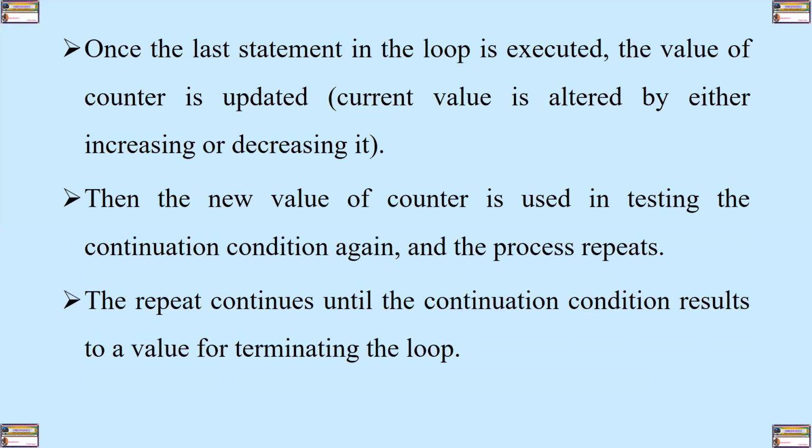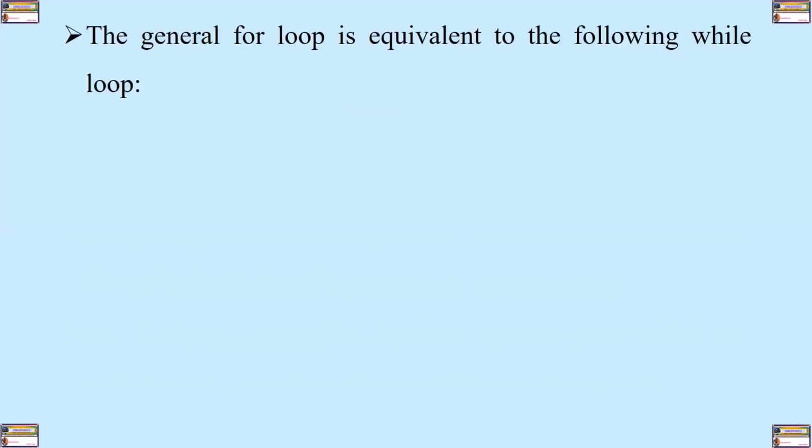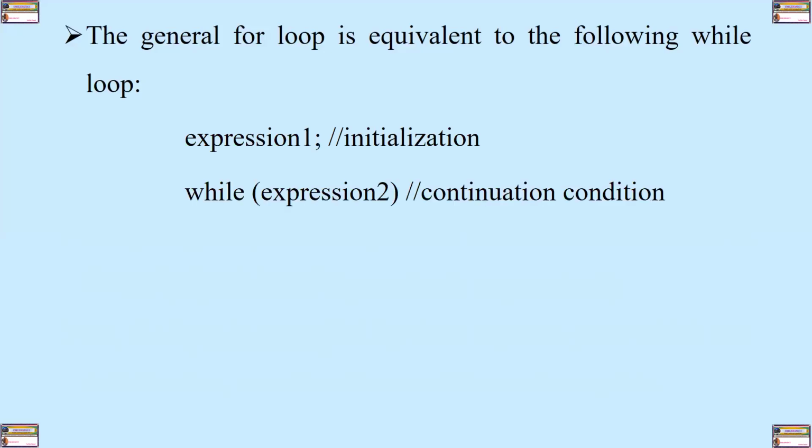So my dear students and the rest of the learners, kindly note that the repeat continues until the continuation condition results to a value for terminating the loop. The general for loop is equivalent to the following while loop. Expression 1, that is initialization. So perform expression 1 while expression 2 is okay.